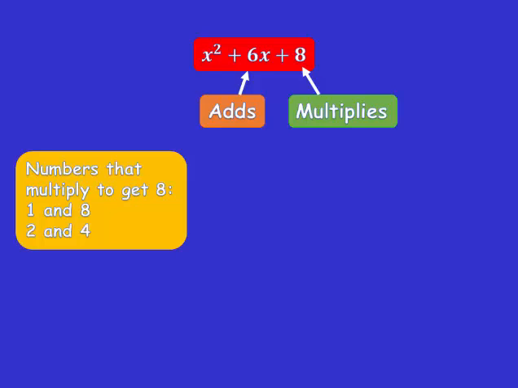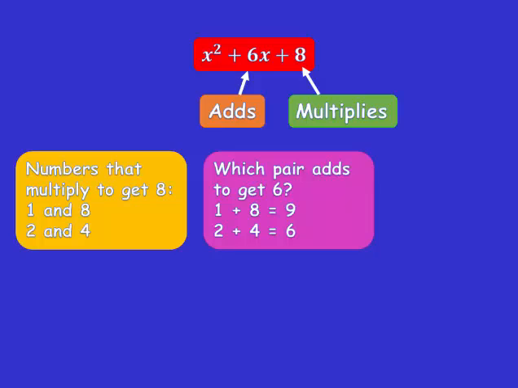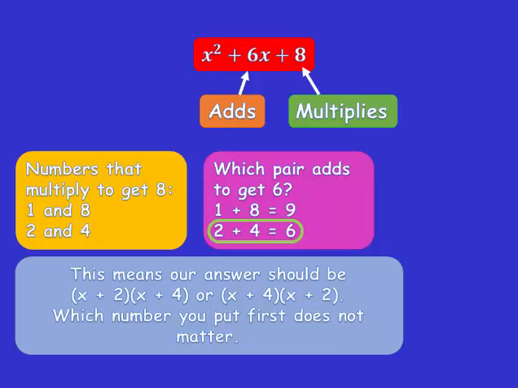Start by finding numbers that multiply to get 8. We only have two choices, 1 and 8, and 2 and 4. Then think about which pair of numbers adds to get 6. 1 plus 8 equals 9, 2 plus 4 equals 6, so 2 plus 4 is the one that we want.